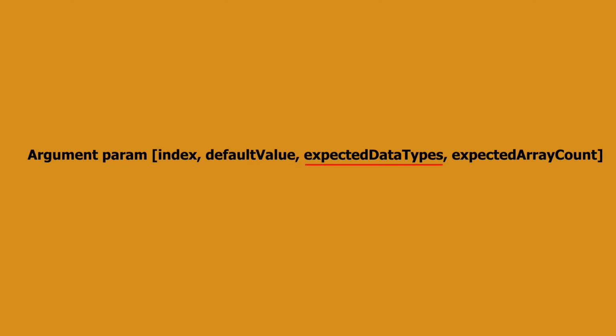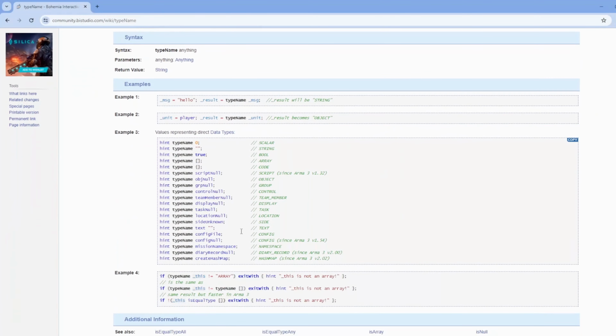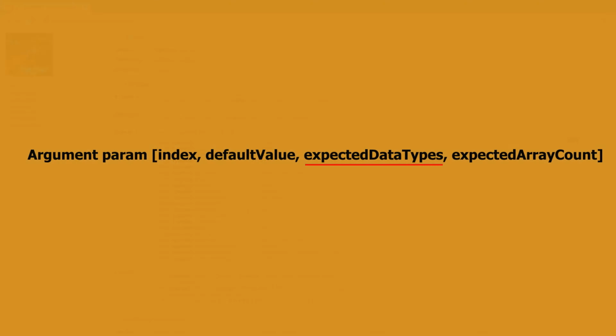Expected data types. This is an array and its elements need to be the type names of the data types. The elements may be array, boolean, group, scalar, object, string, and so on. You can find a list of the names of the data types on the page Type Name on the Bohemia Interactive Community Wiki. This parameter is not required. This parameter defines what data types are accepted as possible values for the command. If the selected arguments in the input array don't match any specified data types, it will throw an error, and the output value will fall back on the value set in the default value parameter. An array without elements means that every type is accepted.